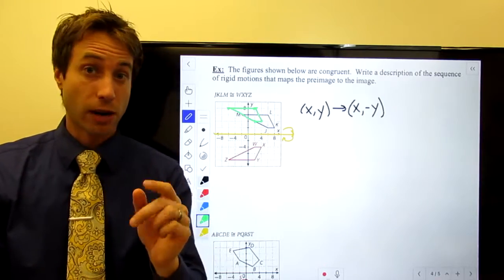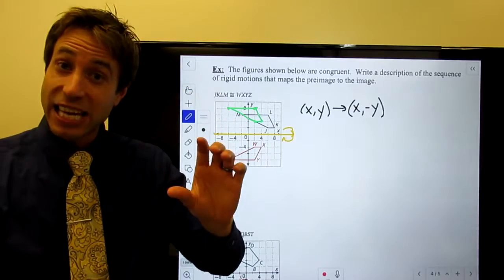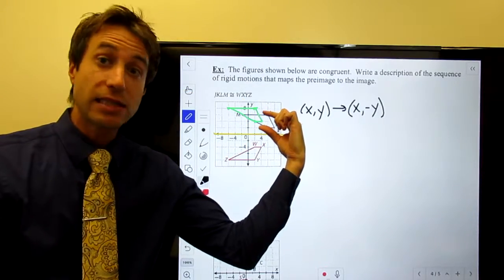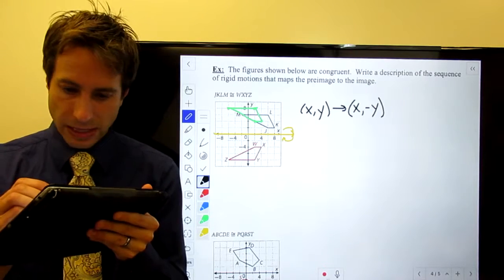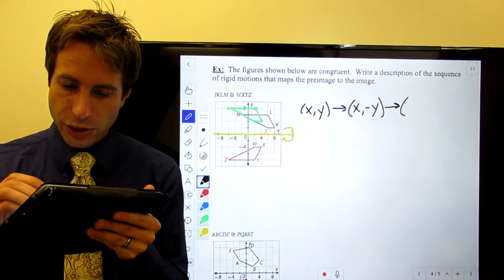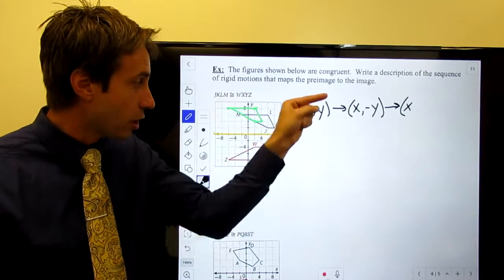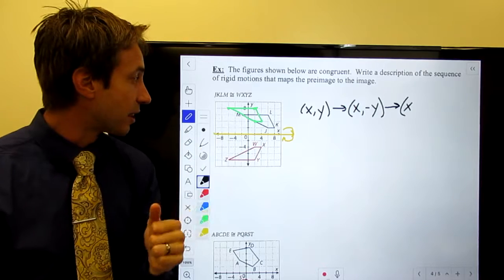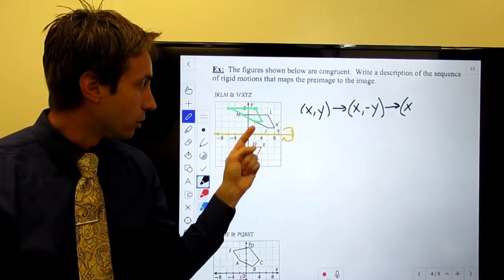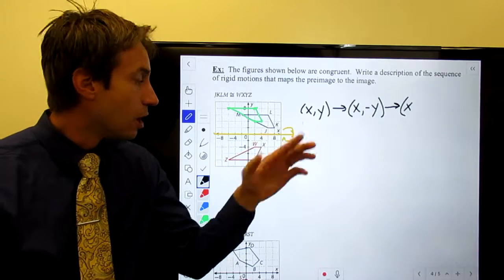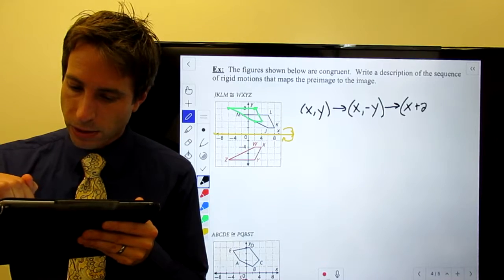Now, I'm almost there. I'm really, really close. See, look, these guys are kind of the same. The orientation is the same. They're just in a different position. Well, how do you change position? Easy, do a translation. How far do I need to slide each of these points over to get them to line up? Slide this one over 2, this one over 2, that one over 2. Got to move them all 2 units to the right. That's going to be x plus 2.